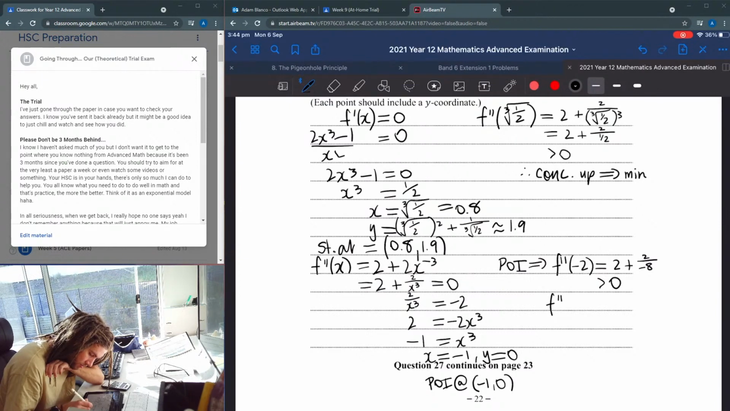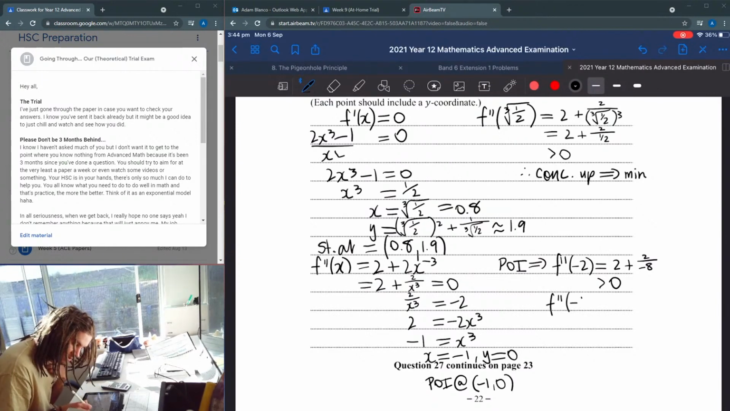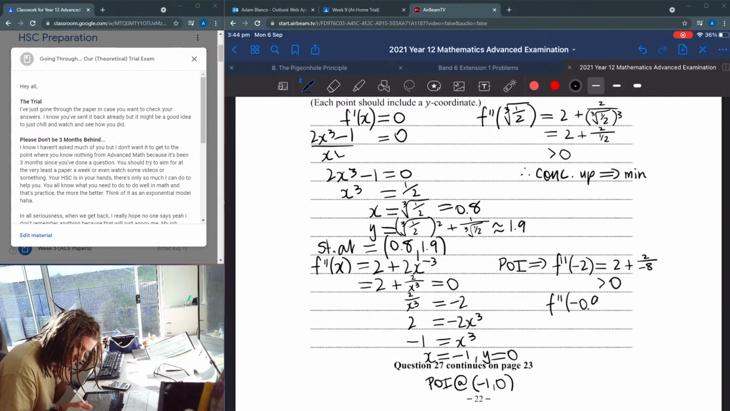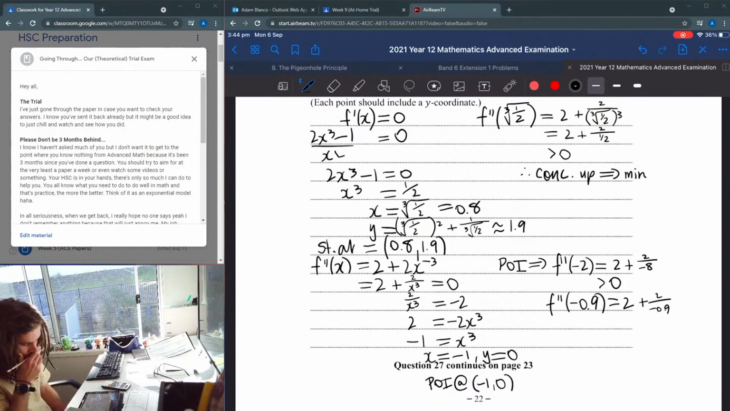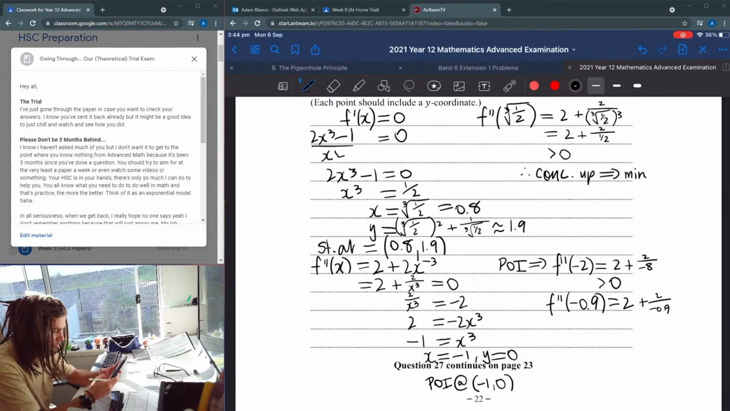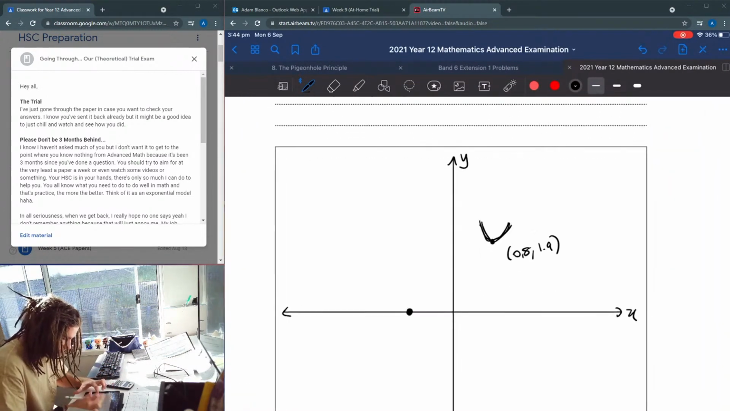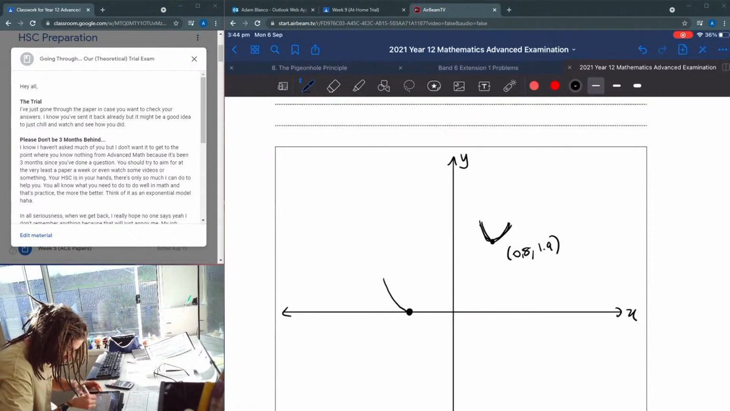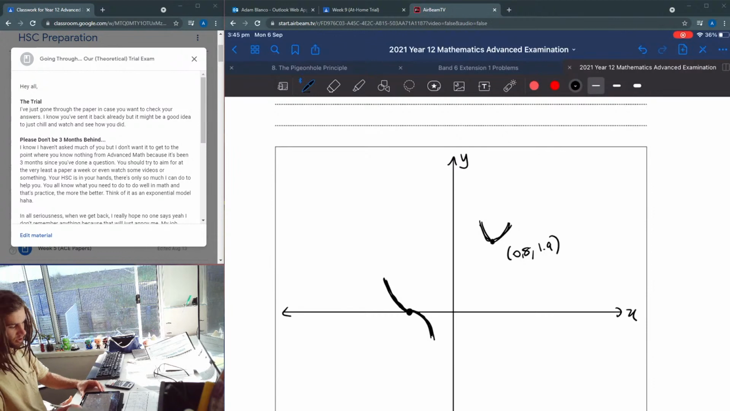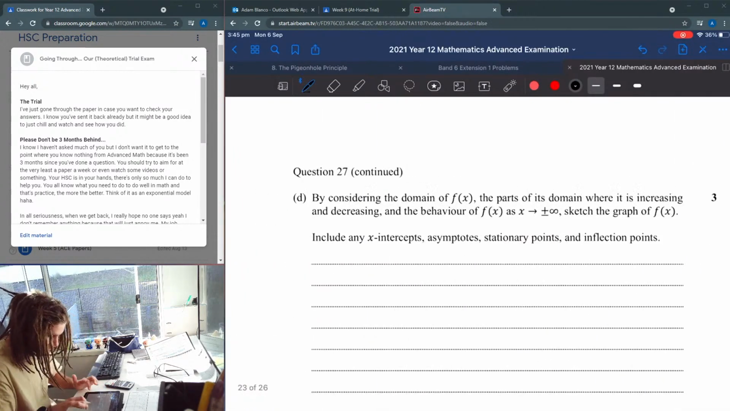So then, might just check a little bit. So minus 0.9. That's 2 plus 2 on minus 0.9. That'll be 2 plus 2 on... That's negative. So that's less than 0. So that means the concavity is like this here and like that there. Okay, that's interesting. Oh, there's an asymptote. It's an asymptote at x equals 0.